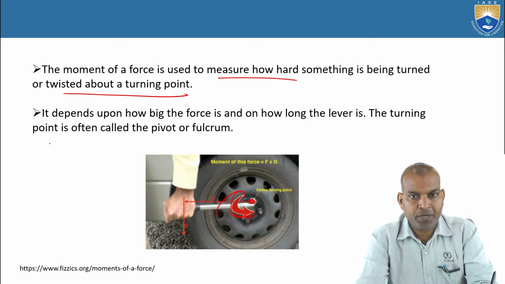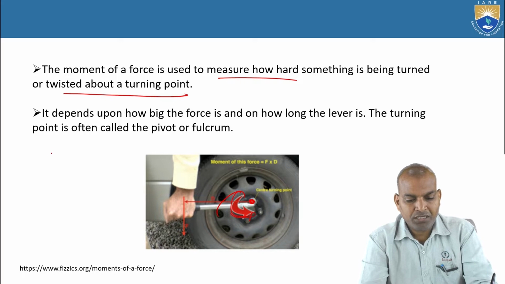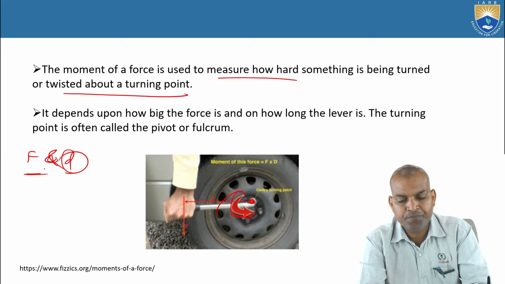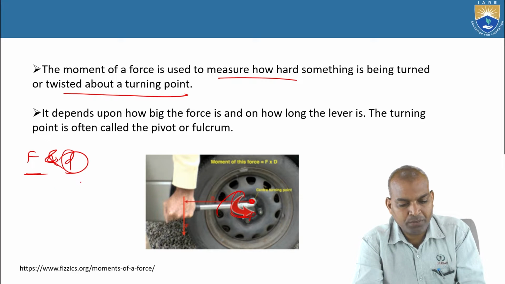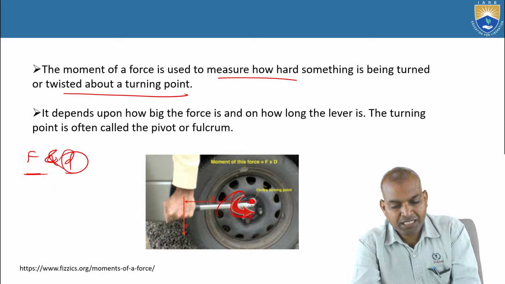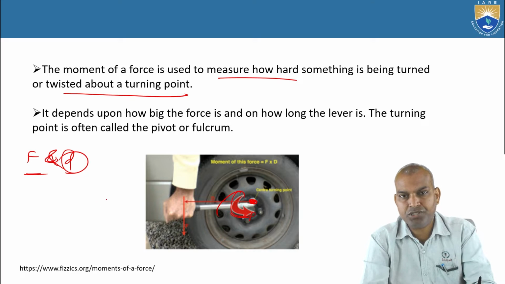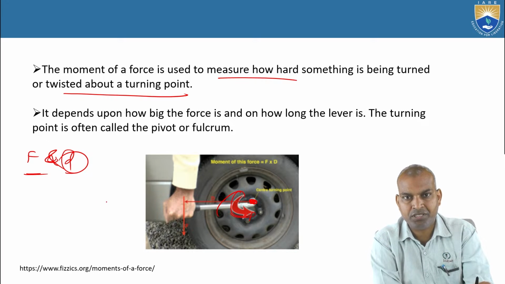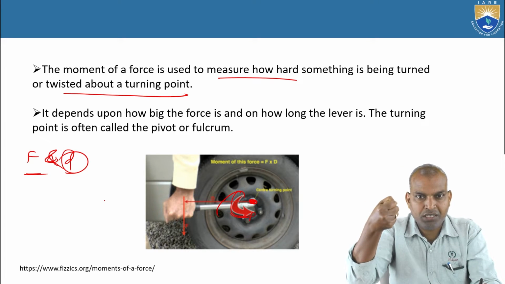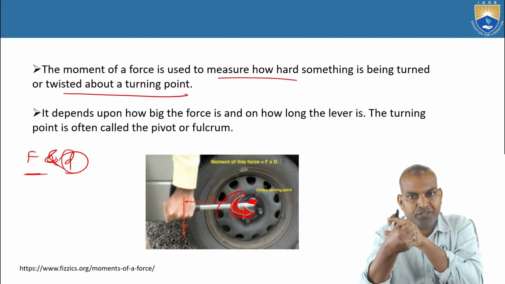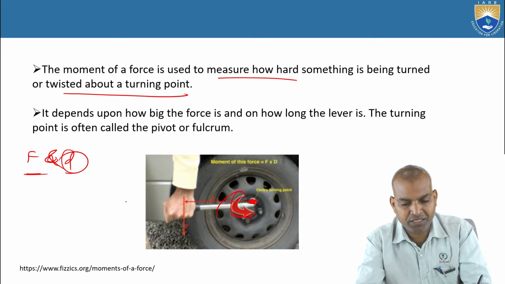Here it depends upon how big the force is and how long the lever is. F and D affect this, where D is the distance and F is how big the force is. The turning point is often called the pivot or fulcrum. It is the point about which, when you apply the force, the body rotates. Here in this figure you can see.